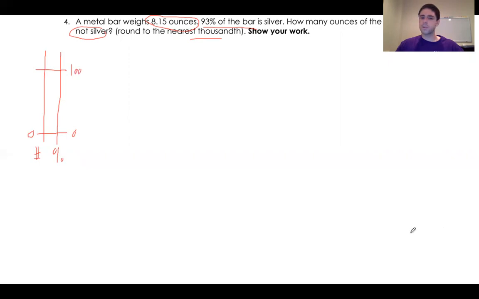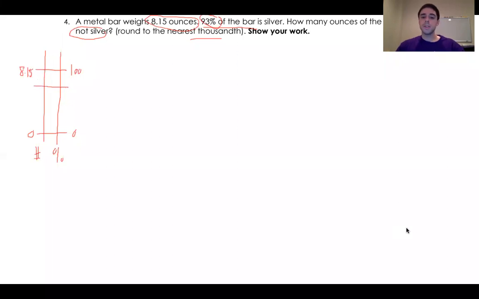At 100%, what is my corresponding value? What do we think? Not quite. 93 is the percent of the bar that's silver. Right, exactly. It's going to be 8.15. The total weight of the bar is 8.15 ounces. So at 100%, 8.15 is going to be our value.